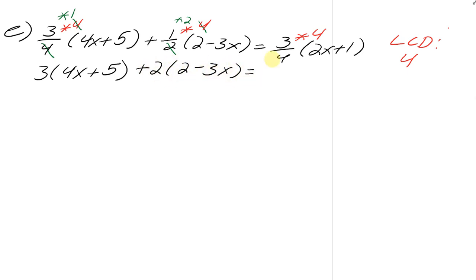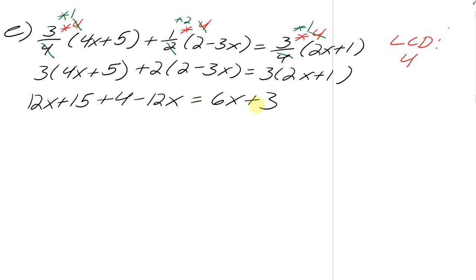And then for this last one, so cross out those 4's, so 4 goes into 4 once. 3 times 1 is 3, and then that's 2x plus 1. So now I can go ahead and distribute, so I'll show you that. And now I can collect my like terms. Oops, I just recognized that I made a mistake, sorry. This should be not 12x, this should be 6x. There we go. Okay, so now I can collect my like terms.